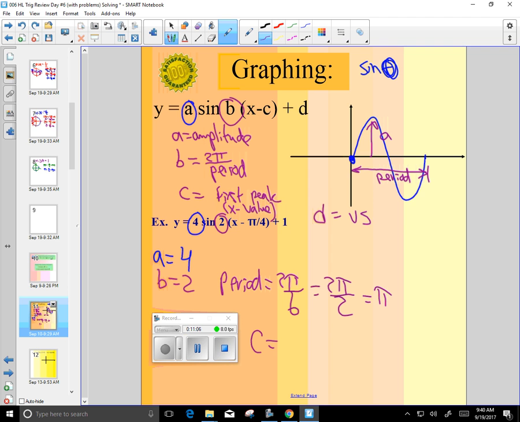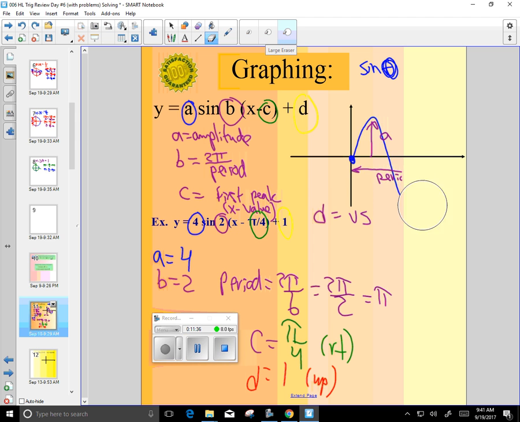C is what in this example? What's C? Careful. Is it negative? It's x minus C. Is it negative or positive pi over 4? Positive. Pi over 4 to the right, just like we always had. And then what's this 1 business? That's the vertical shift. So D is going to be up 1.